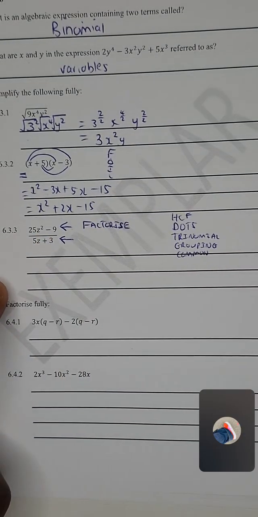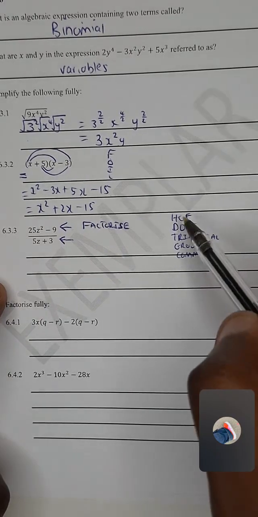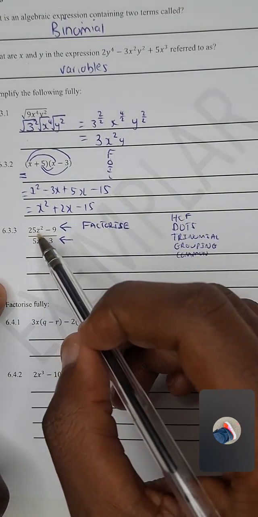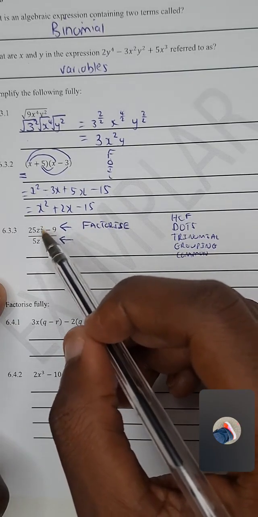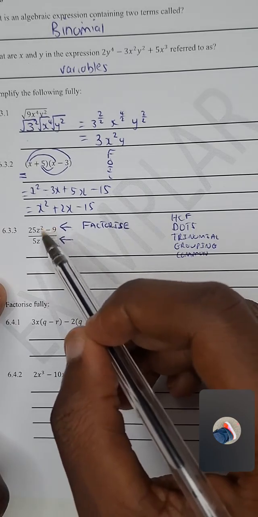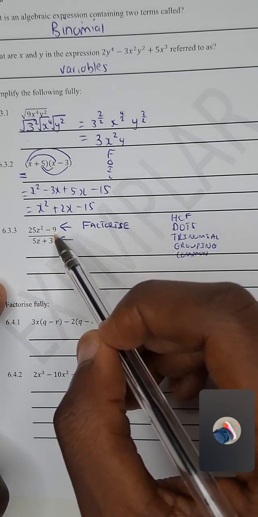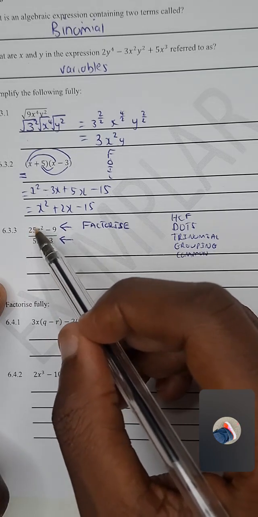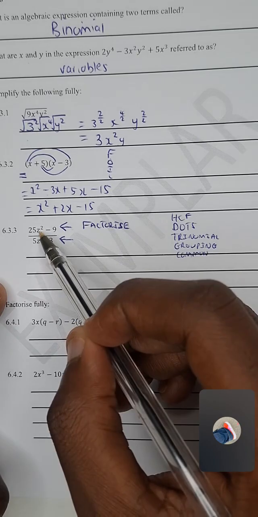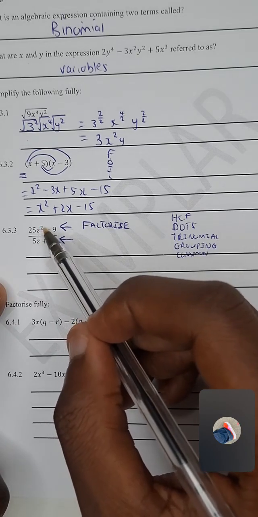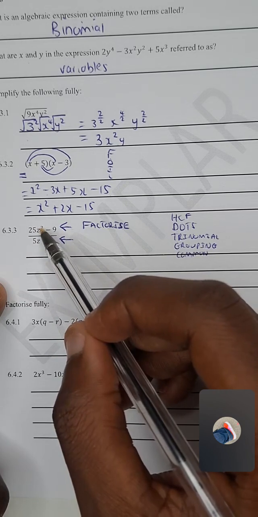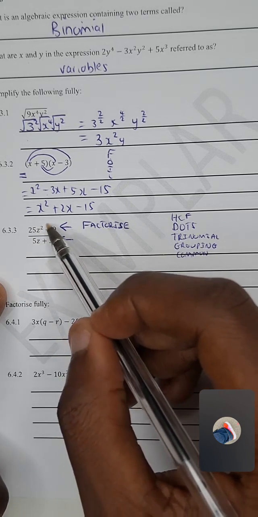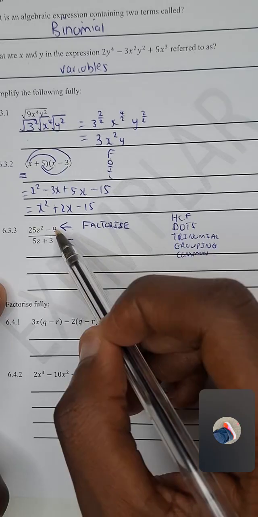I can factorize by taking out the highest common factor. Nope, not this one. Take note of what you see here. This is a difference. 9 is a perfect square number. 25 is a perfect square number. z is a perfect square variable because it is raised to an even exponent. So this is a difference of two perfect squares.